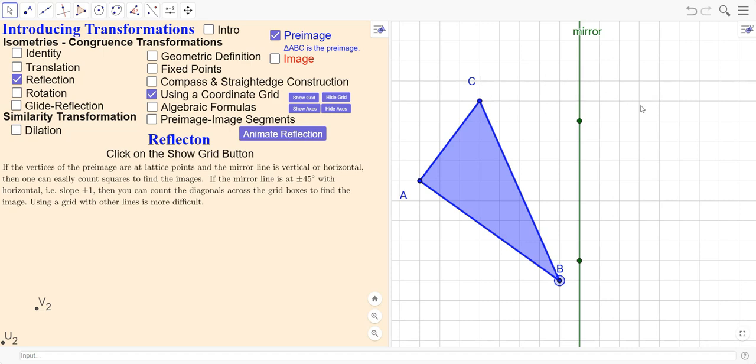because your perpendiculars are going to be horizontal if your line is vertical. And so then we're just counting grid things here, right? So here to get A prime, notice that we're just going 1, 2, 3, 4, 5, 6, 7, 8 this way.